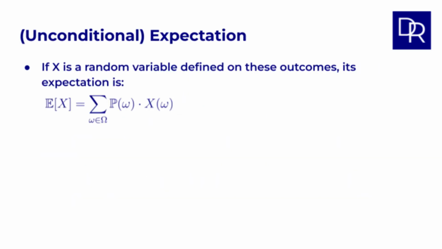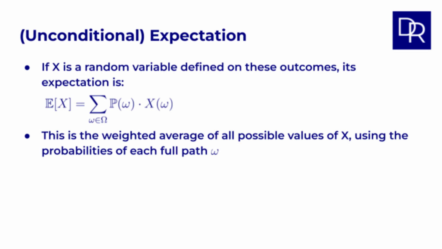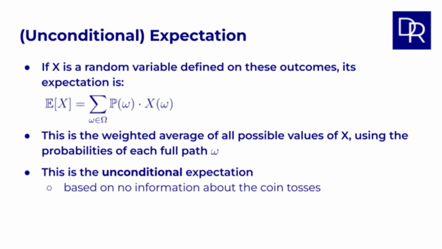As we saw in the previous video, if X is a random variable defined on these outcomes, its expectation is as written here. This is the weighted average of all possible values of X, using the probabilities of each full path omega. This is the unconditional expectation, which is the expectation based on no information about the coin tosses.